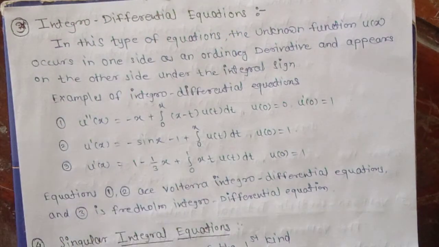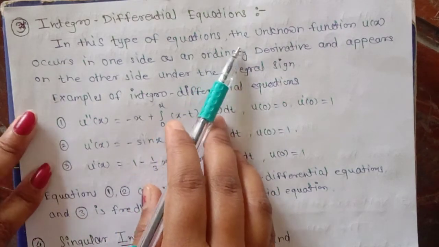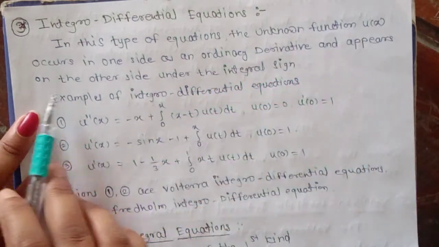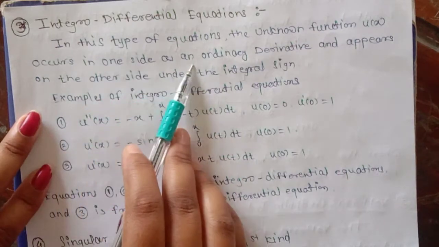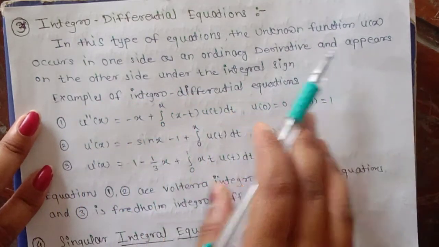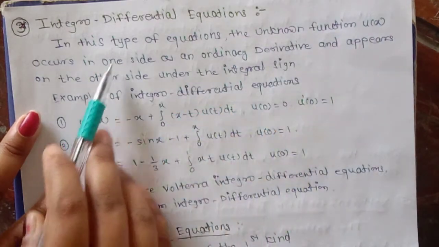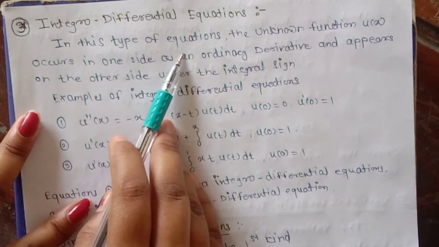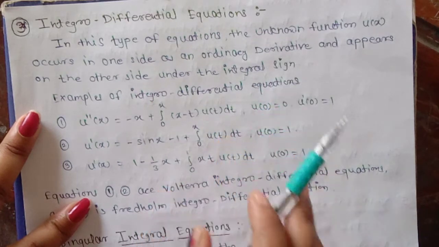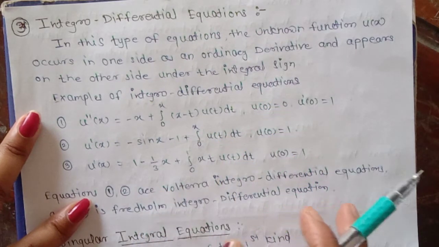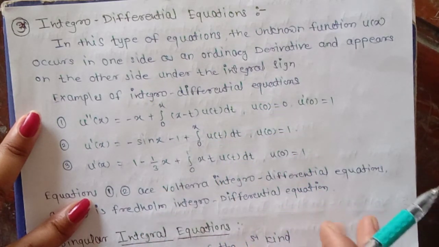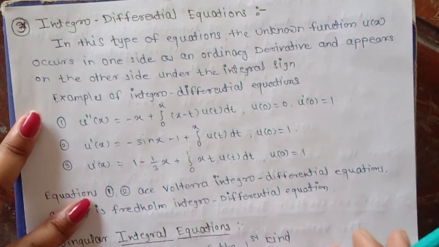So what is this? In this type of integral equation, the unknown function u of x occurs on one side as an ordinary derivative and appears on the other side under the integral sign. In this type of equation, we know the ordinary derivative. The derivative means u dash, u double dash, u triple dash and u raised to the power n of x. These are the ordinary derivatives.